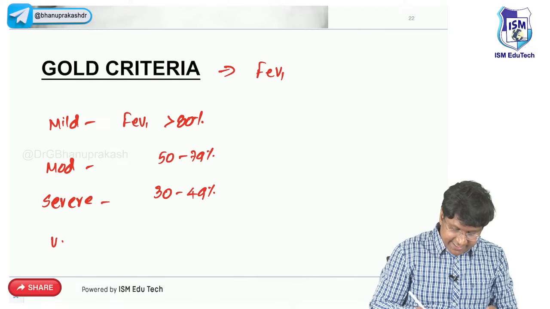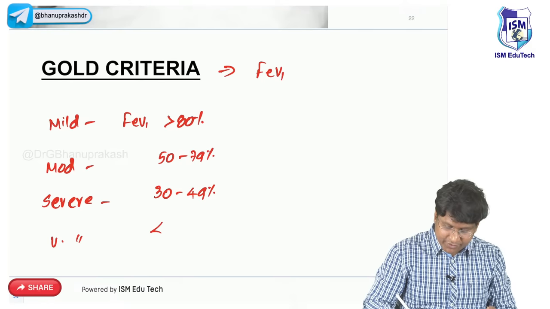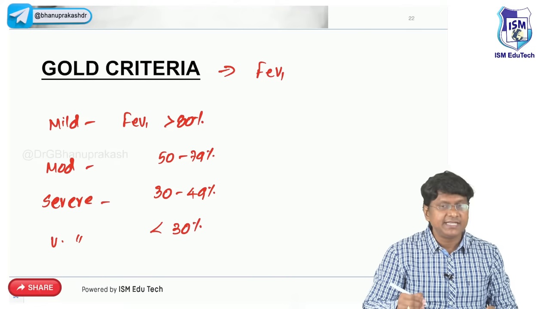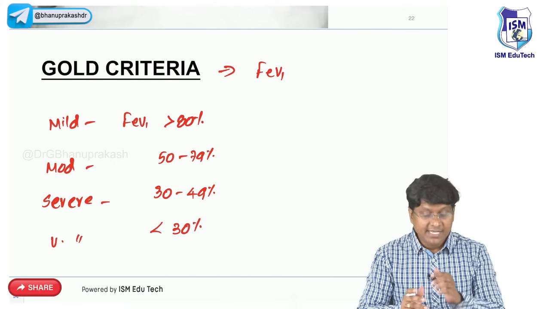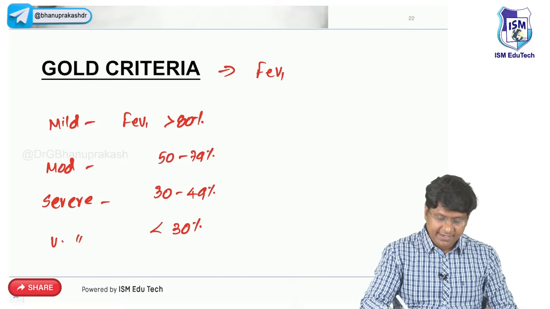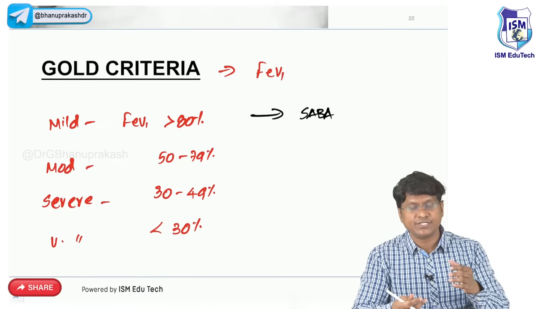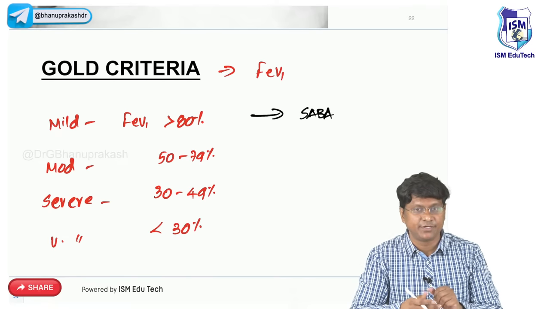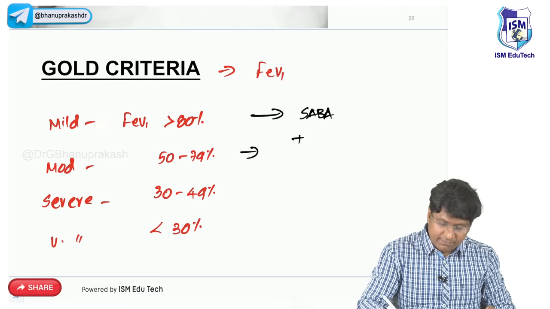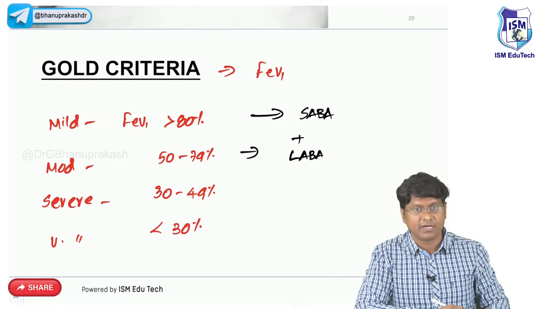And when do you call it very severe COPD? Very severe COPD is when your FEV1 is less than 30% of the predicted value. And accordingly, we decide the treatment in patients with COPD. In case of mild, we give only a short-acting beta agonist, that is salbutamol as well as terbutaline. But in case of moderate, we add LABA. What is LABA? That is salmeterol as well as formoterol.